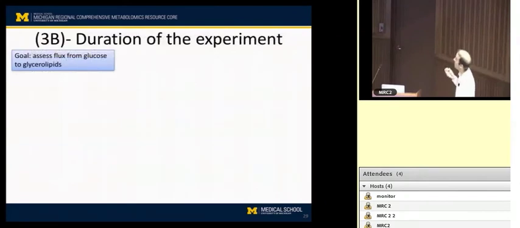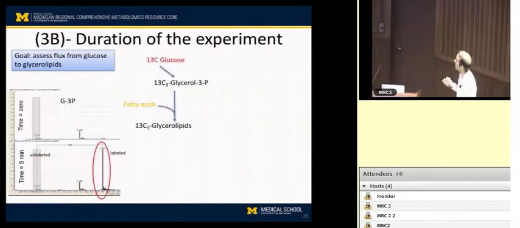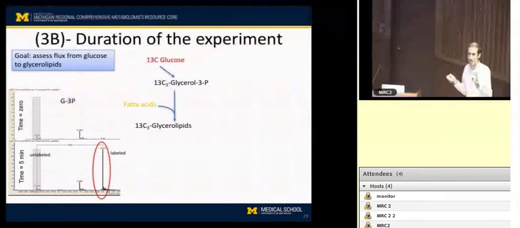Okay, duration of the experiment. The goal in this study example is to assess flux from glucose to glycerolipids. In this case, there are two possibilities. We're looking now not at central carbon metabolism, but at lipid synthesis. Particularly, we're looking at this intermediate here, glycerol 3-phosphate, and that is to form a triglyceride. Glycerol 3-phosphate is an important intermediate. You condense the fatty acid with glycerol, and you form these glycerolipids.